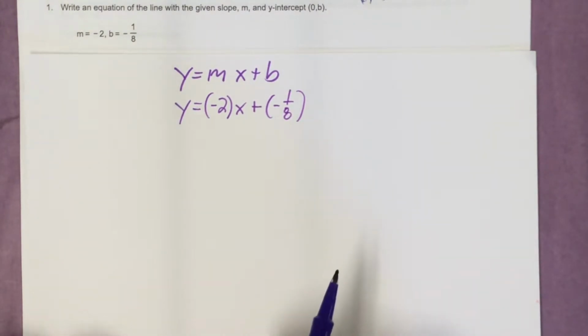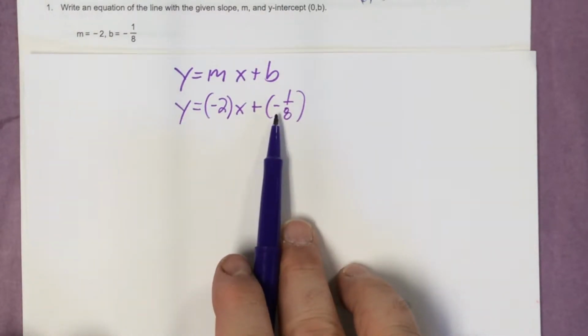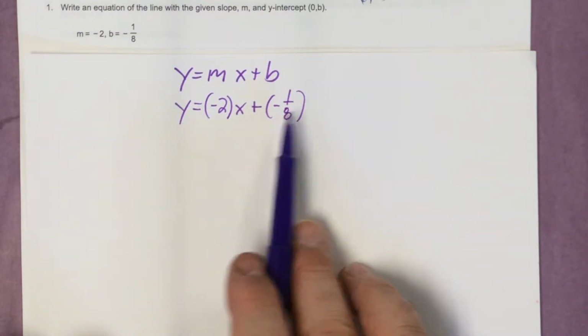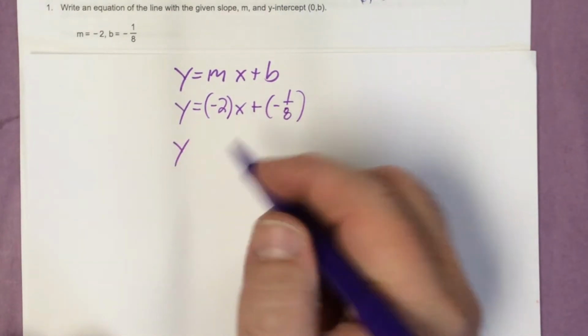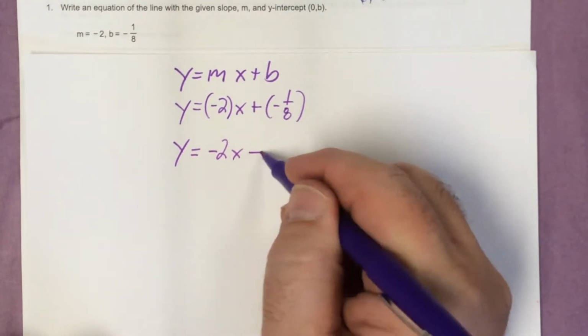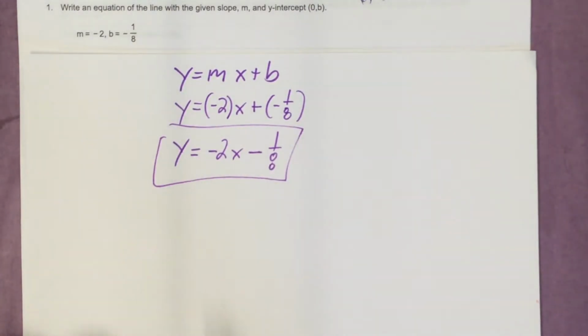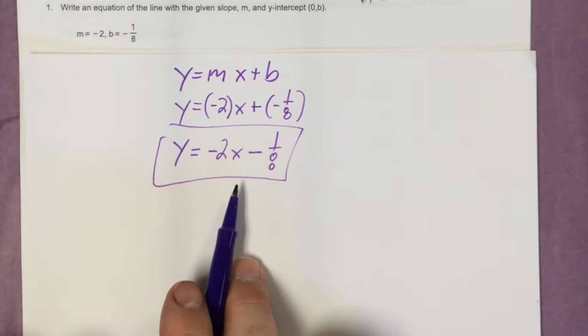All right, so one thing I see from a lot of my students, and it must be the way they're taught somewhere along the way, that when you have a plus and negative, adding a negative is the same as subtracting, so let's consolidate that down to just one symbol. So we're going to have y equals then negative 2x minus 1 over 8. And now we have the equation of that line written in the slope-intercept form.